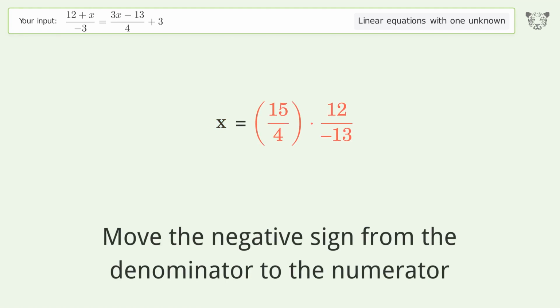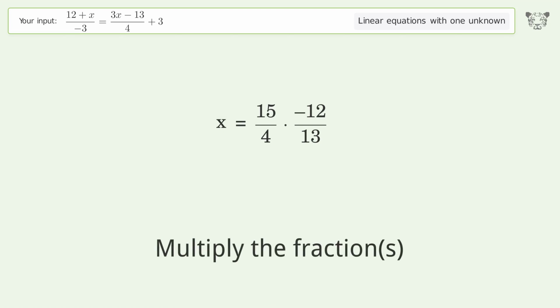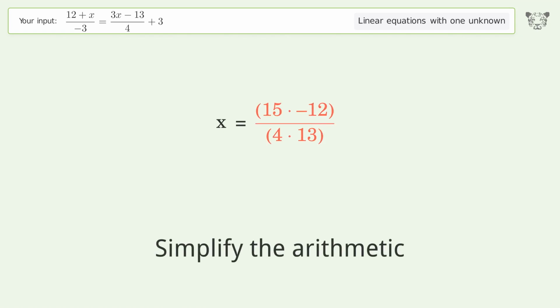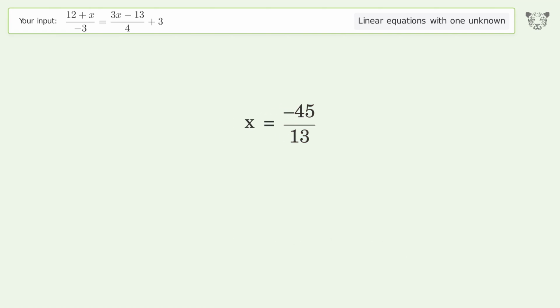Move the negative sign from the denominator to the numerator. Multiply the fractions. Simplify the arithmetic. And so the final result is x equals -45/13.